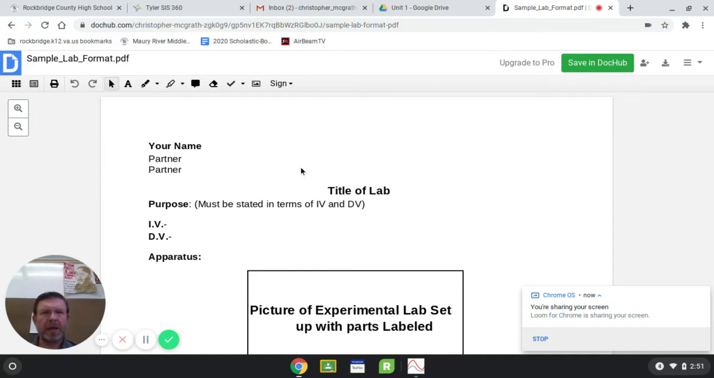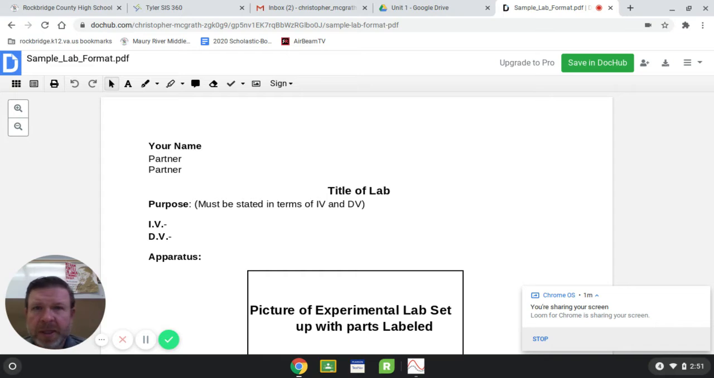And in your Google Classroom, whatever version of physics you're in, you should have a copy of this document that is called Sample Lab Format. And you're going to use that document to help you make a lab report. So we're going to go through that process here.